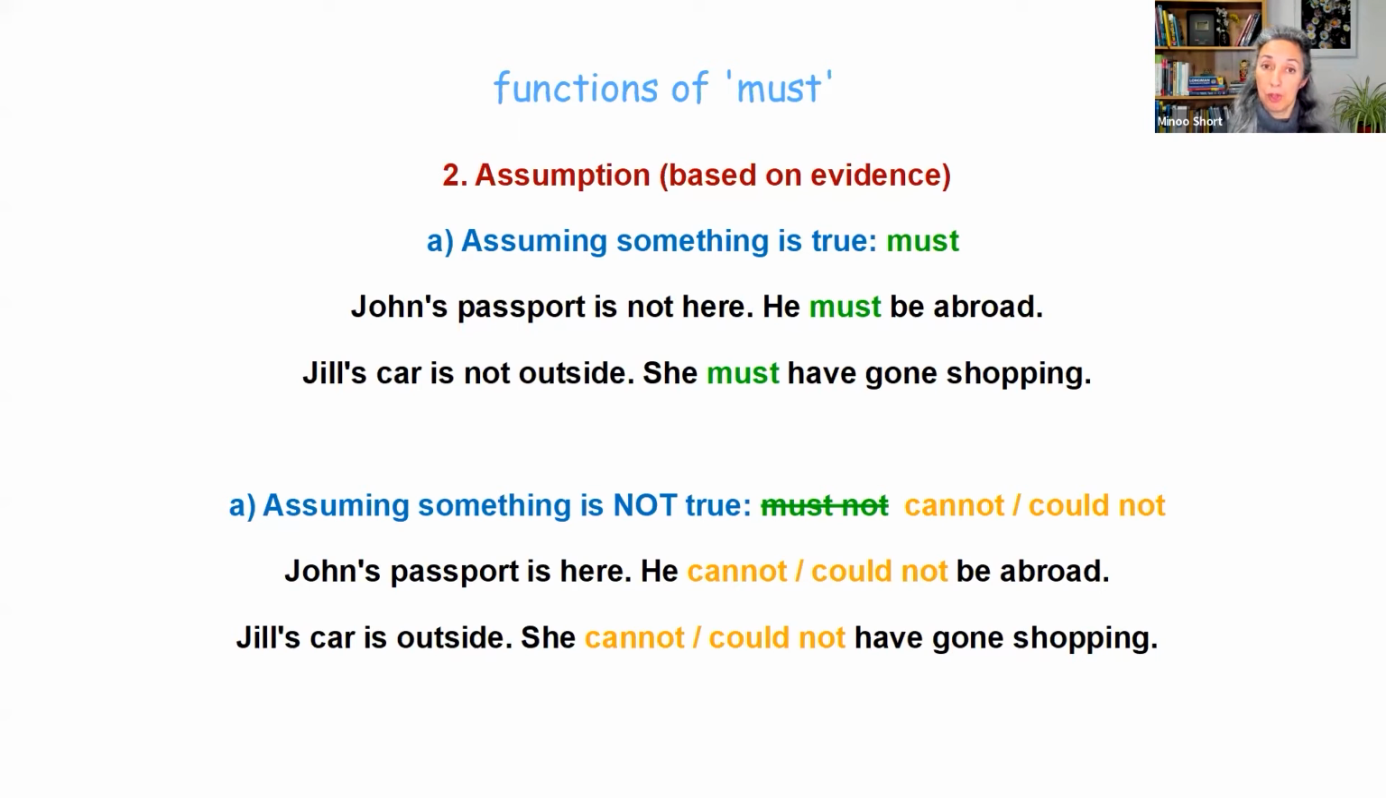So if we now have the opposite situation, John's passport is here, so it cannot be true that he's abroad. It's not possible. He cannot or could not be abroad. Or the other example, which was in the past: Jill's car is outside, so it cannot be true that she has gone shopping. She cannot, could not have gone shopping, right?